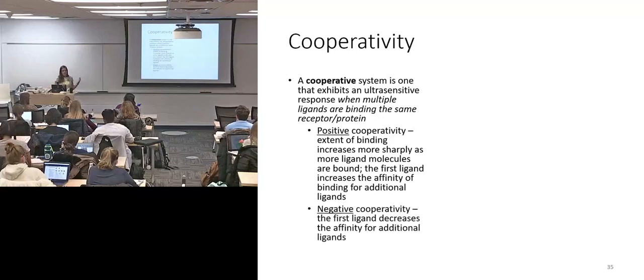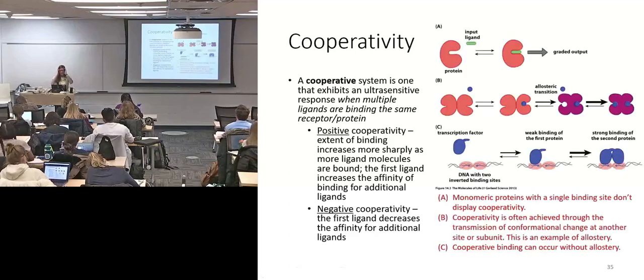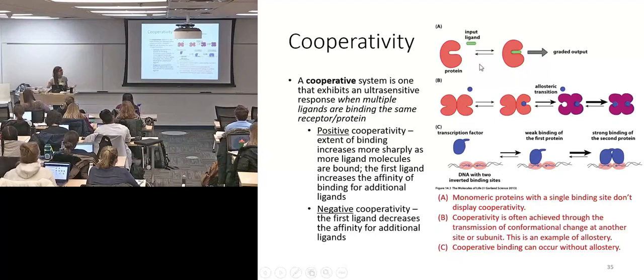Negative is just the reverse. When the first ligand binds, it'll prevent other ligands from binding or lower the affinity for the additional binding sites. Okay, so in this figure from your book, we have our linear or graded output in A. We have one input ligand binding to our protein. Monomeric proteins with a single binding site can't exhibit cooperativity. Okay? They only bind one thing, so this is not a system that could be described as cooperative.